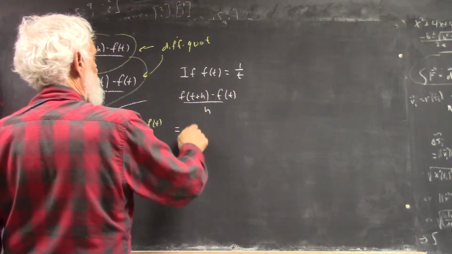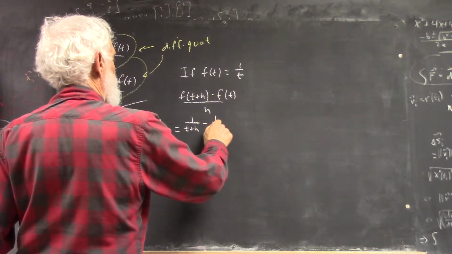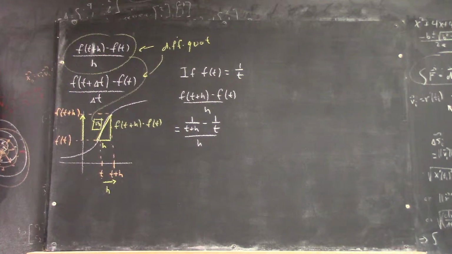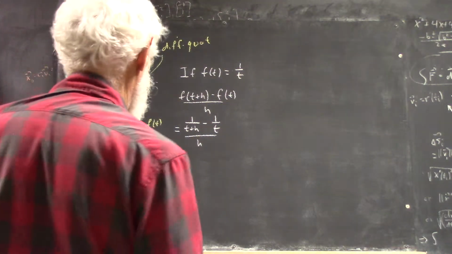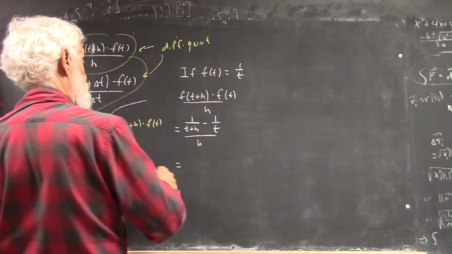Okay, well, f of t plus h is 1 over t plus h. And f of t is 1 over t, and you divide that by h. That's pretty simple, wasn't it? And I've asked you to do this, and I think most people did it okay. If not, I put a note in your paper, and hopefully you got it.